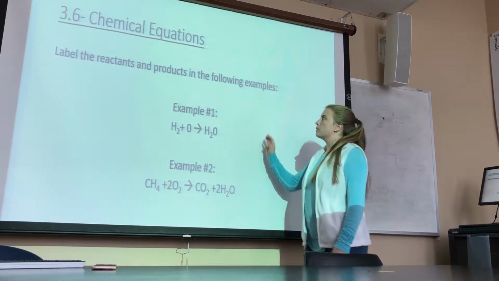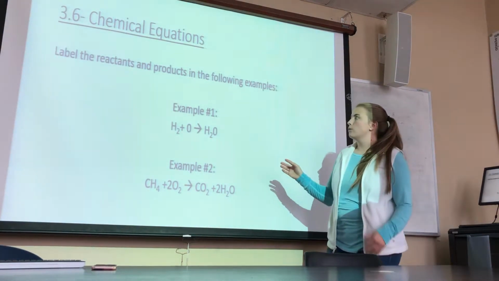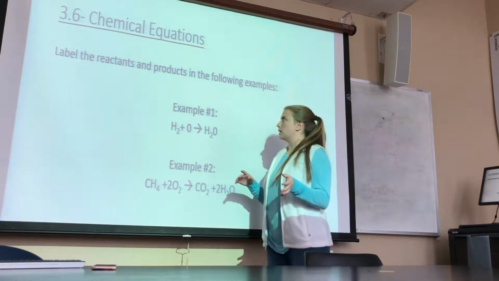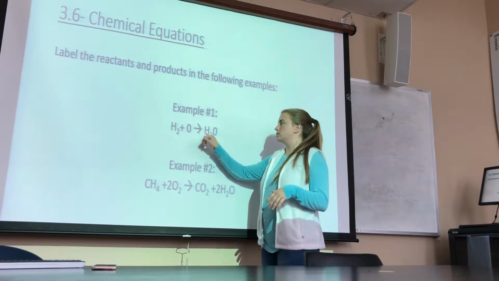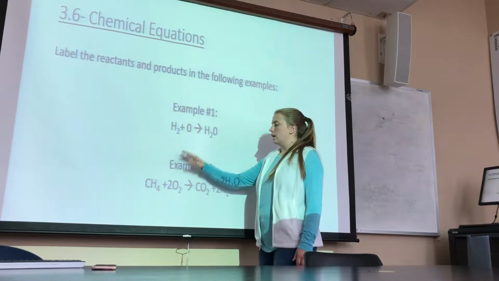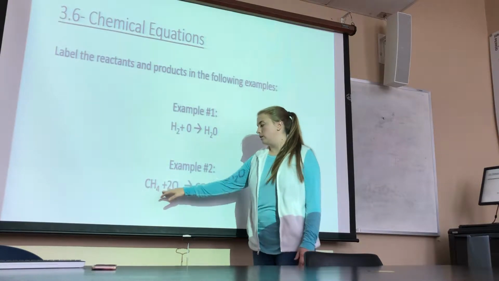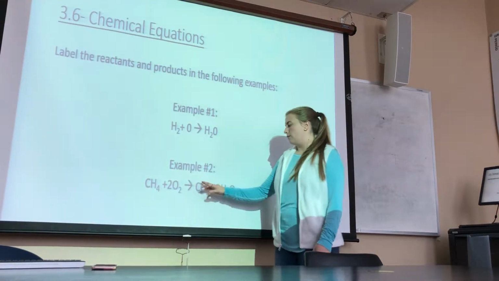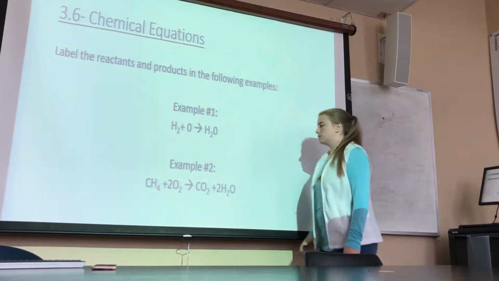So here's an example, and what we're going to do is label the reactants and products. We said the reactants are on the left side and the products are on the right side. That means that the left side of the arrow is the reactants while the right side is the products. And we know that the reactants are what's used in the chemical reaction, and it forms the product in the chemical reaction.